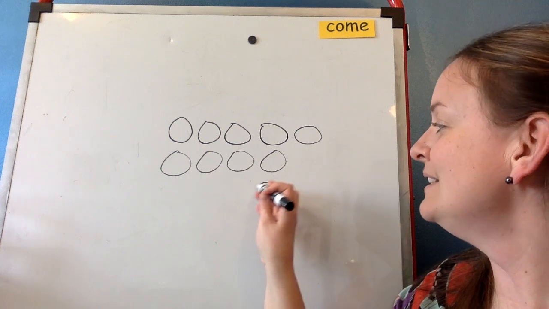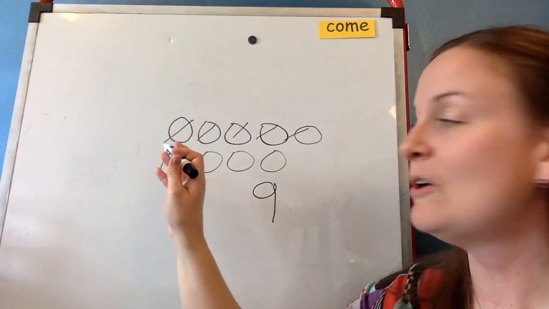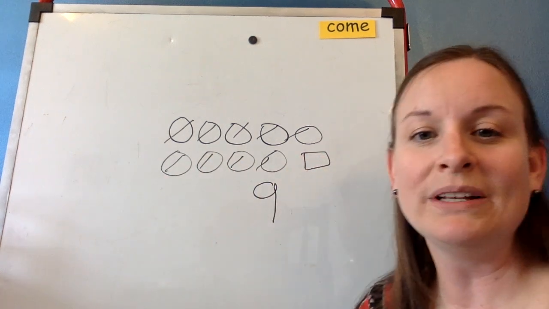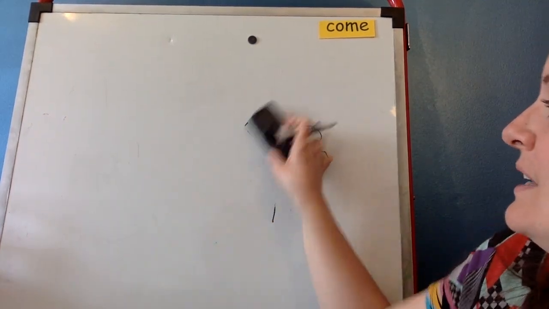I have 9. Now you could go through and count all of them. Hopefully you know 5, 6, 7, 8, 9. Or maybe you just know that when one spot is missing, that gives us 9. Let's do one more.